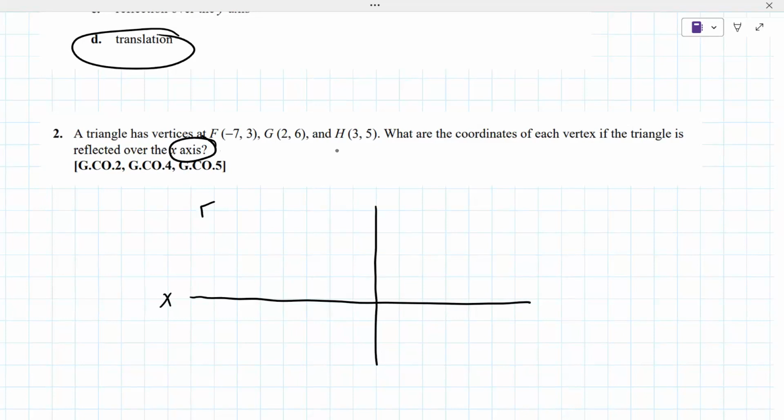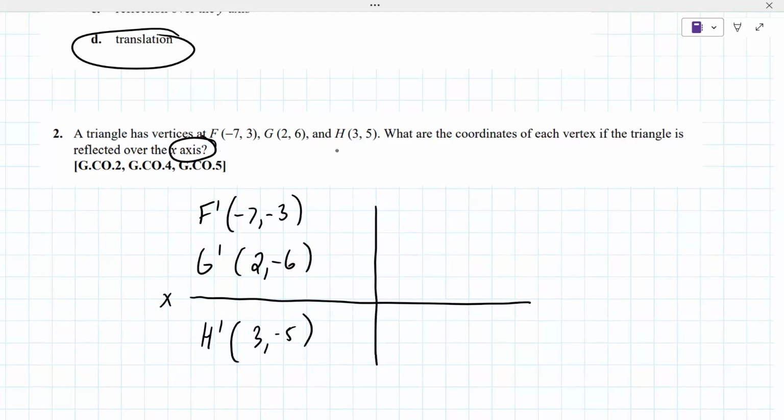So give me the ordered pair for F prime. What would that become? -7, -3. Okay, G prime? +2, -6. And H prime? +3, -5. Okay, very good. Good job on that.